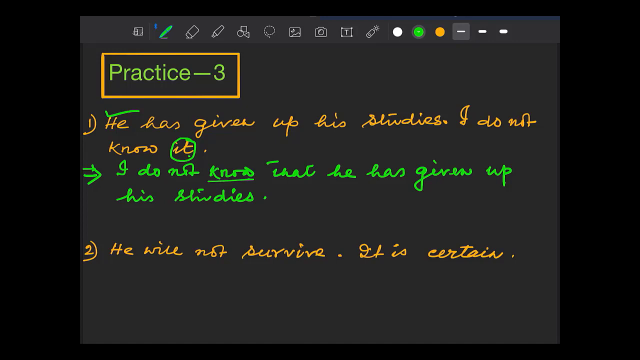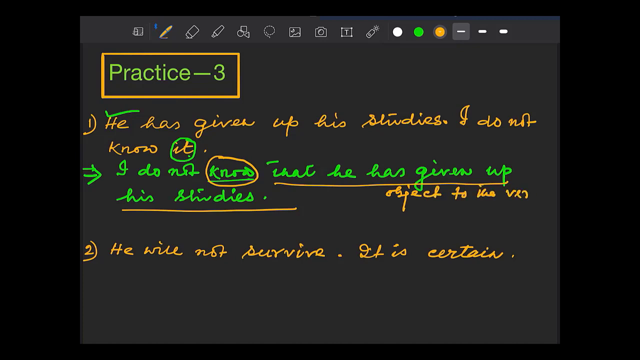I do not know what. This is the answer, so it is an object. That he has given up his studies, an object to the verb know. This is an object to the verb know.